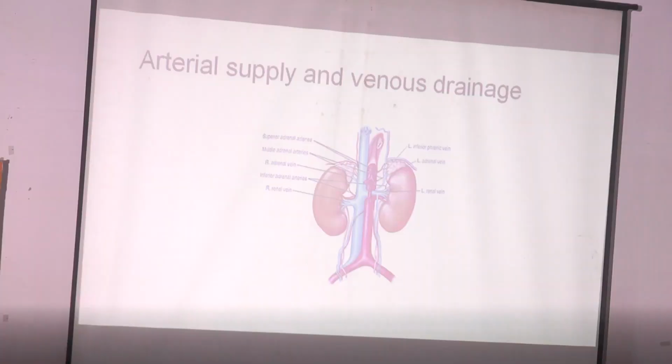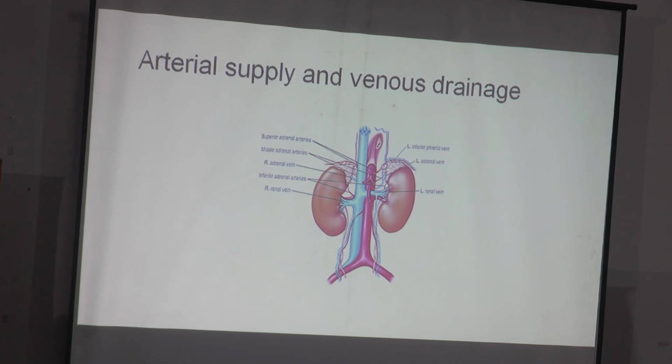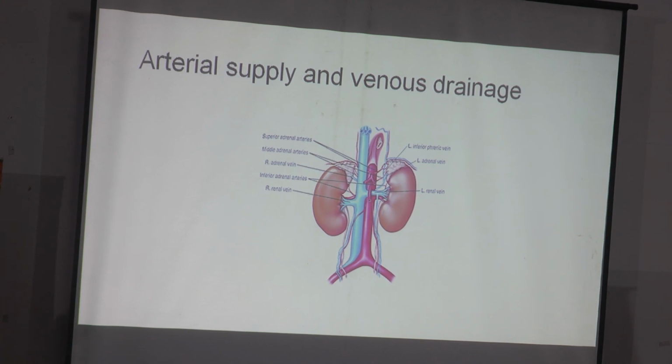Now, the relevant anatomy of the adrenal glands. The venous drainage of the adrenal glands is more predictable, whereas the arterial supply is variable. The right adrenal vein drains into the IVC and the left adrenal vein drains into the left renal vein. The arterial supply is from the superior, middle and inferior adrenal arteries, which are derived from the inferior phrenic, abdominal aorta and renal arteries respectively.